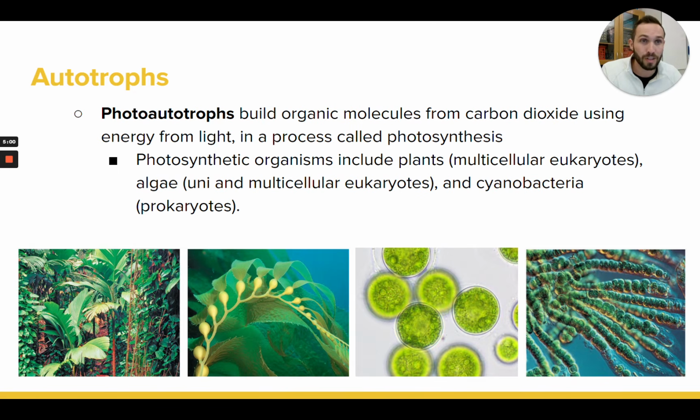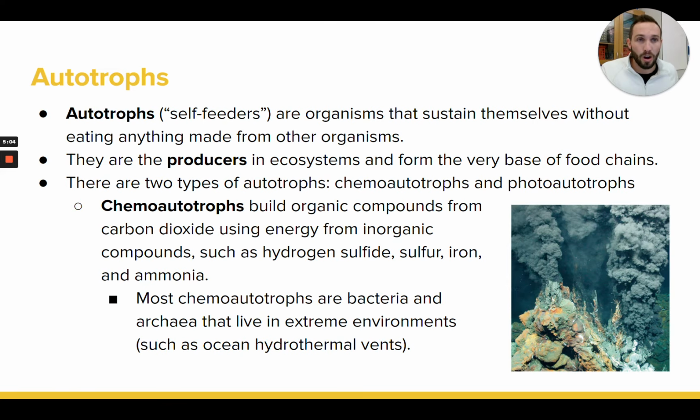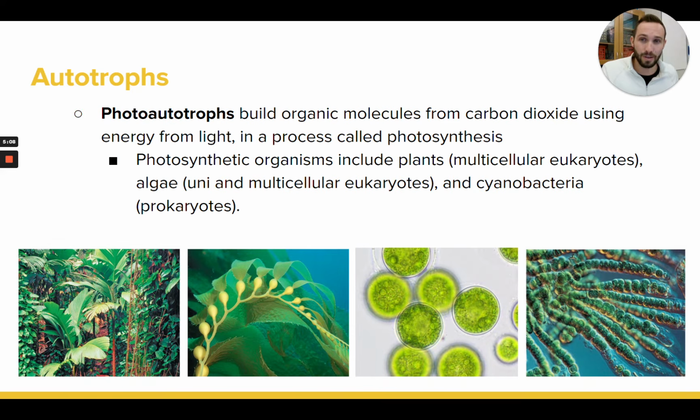Photo-autotrophs are autotrophs that use light energy to build organic materials, whereas chemo-autotrophs are autotrophs that use chemical energy to build organic molecules. That's the big difference. Photosynthetic organisms are organisms that can do photosynthesis, and photosynthesis is the process of taking that light energy and using it to build organic molecules, as we see happening in photo-autotrophs.